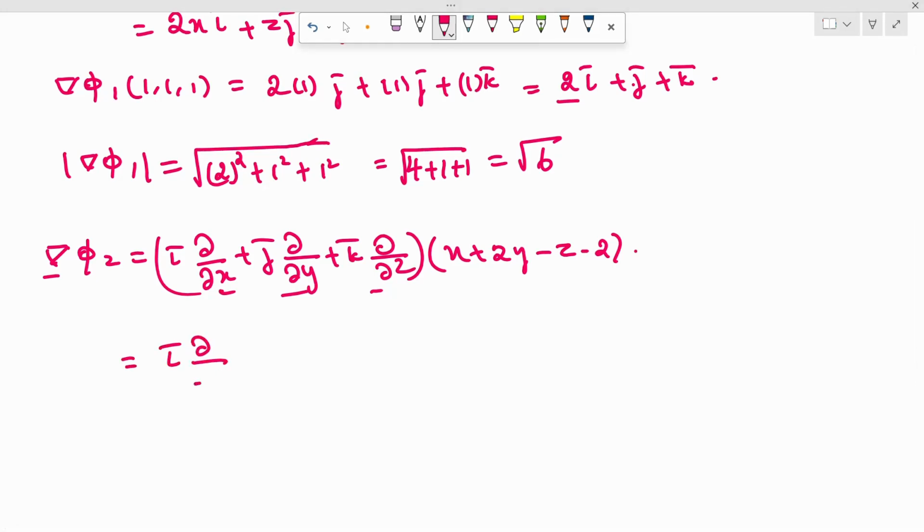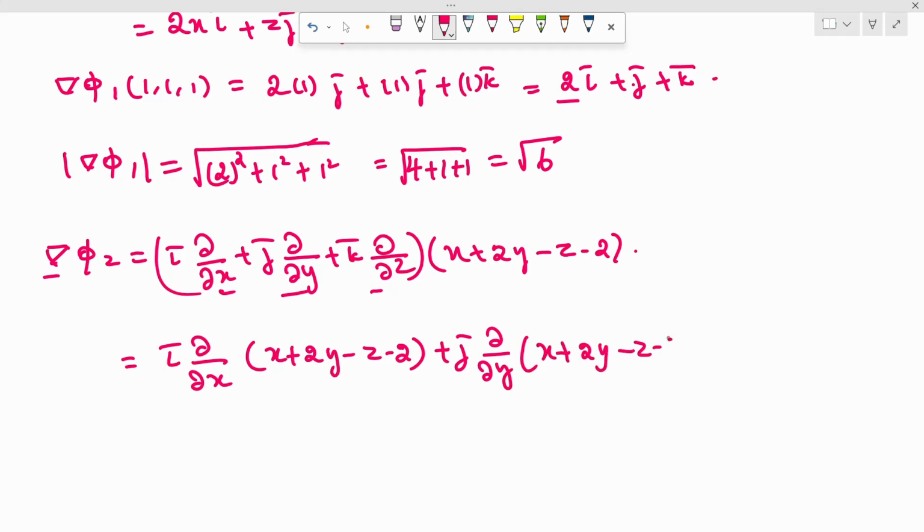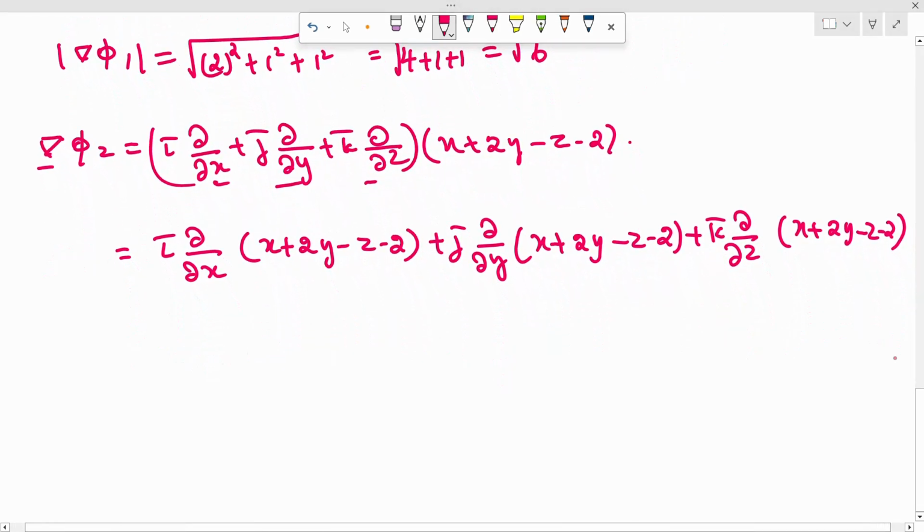i vector into dou by dou x of x plus 2y minus z minus 2, plus j vector into dou by dou y of the same phi 2, x plus 2y minus z minus 2, plus k vector into dou by dou z of x plus 2y minus z minus 2. Now we are going to differentiate one by one.